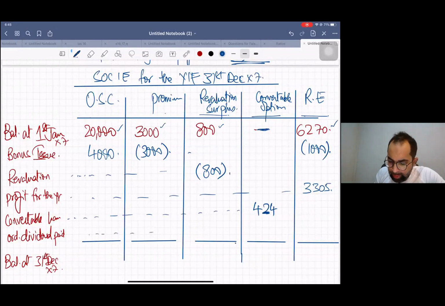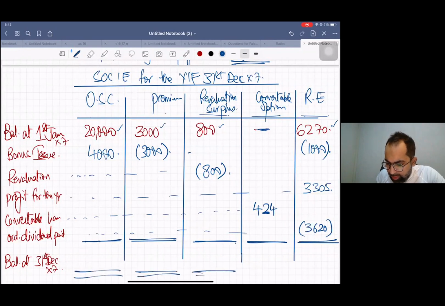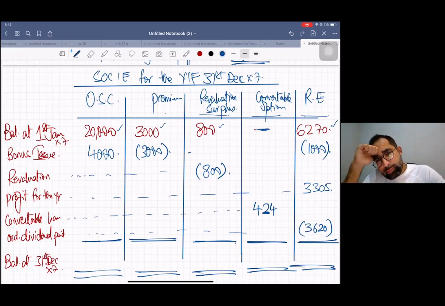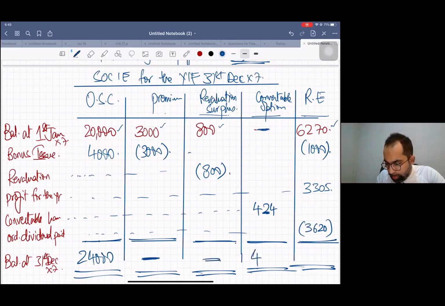And finally, one last ready-made thing, go and pick from the trial balance. Check the question. There is an ordinary dividend paid of 3620. This is a ready-made number from the trial balance. See, I have posted everything from the question. Now 20 plus 4 is 24, right? This is nil, this is nil, this is 424, and this is going to be 4955. Okay.